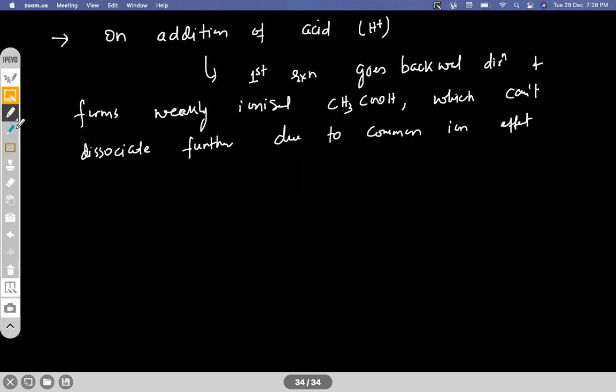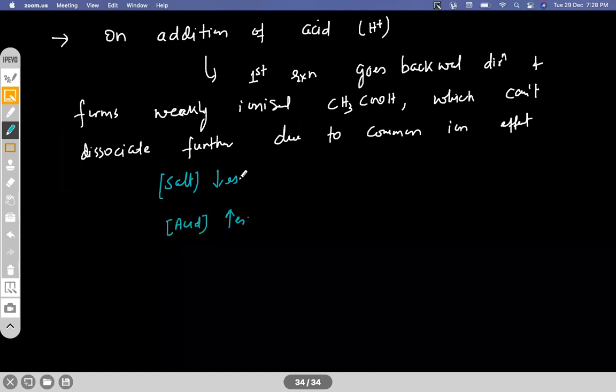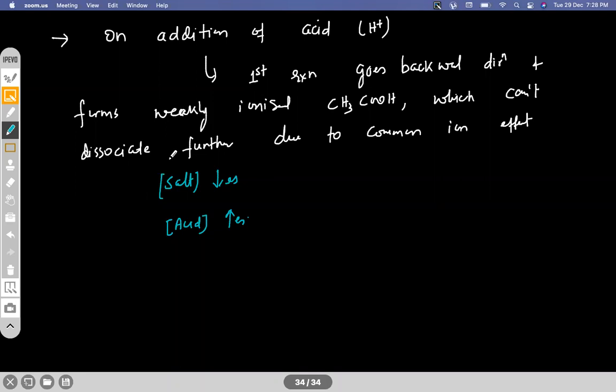So what happens, we are assuming CH3COO minus is present because of salt, and the reaction is going in the backward direction. So salt concentration decreases once you add acid, and acid concentration increases. We'll discuss a question on this next class, just to finish this theory. How to do the question, we'll discuss that. Salt concentration will decrease because CH3COO minus is taking H plus and forming acid, right? So this is the direction we have.